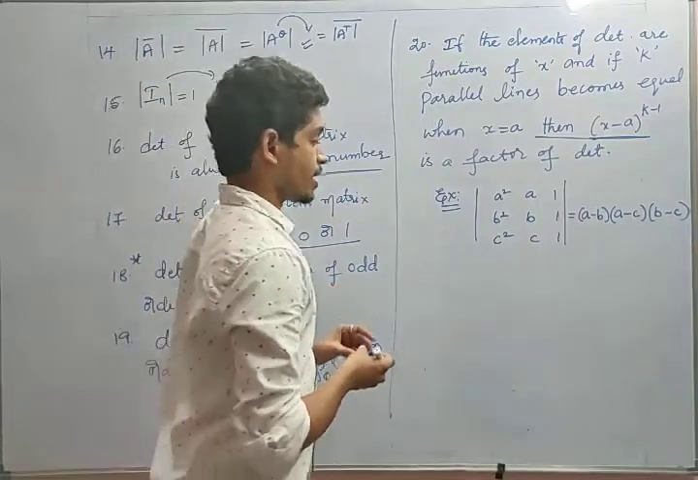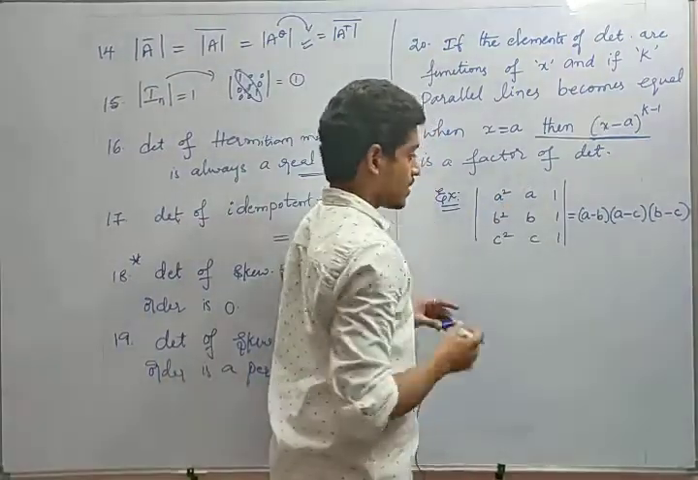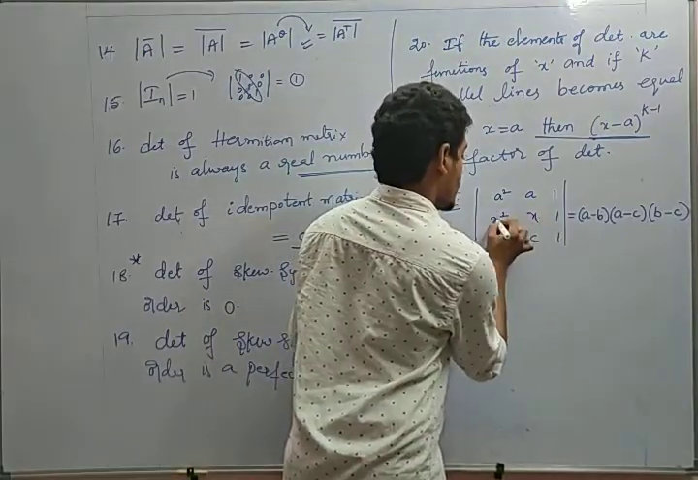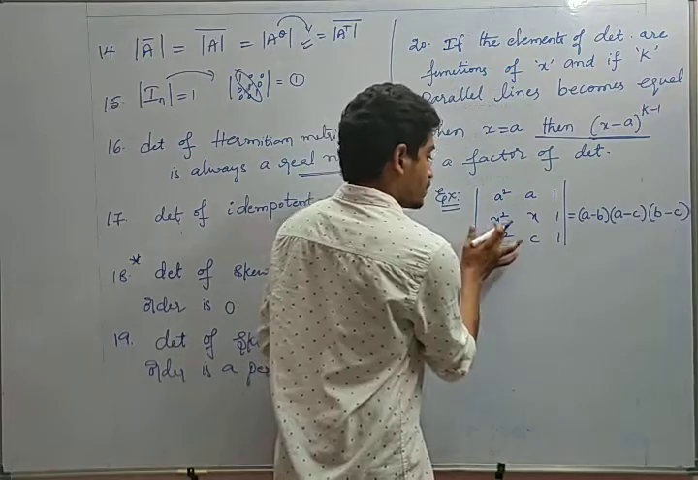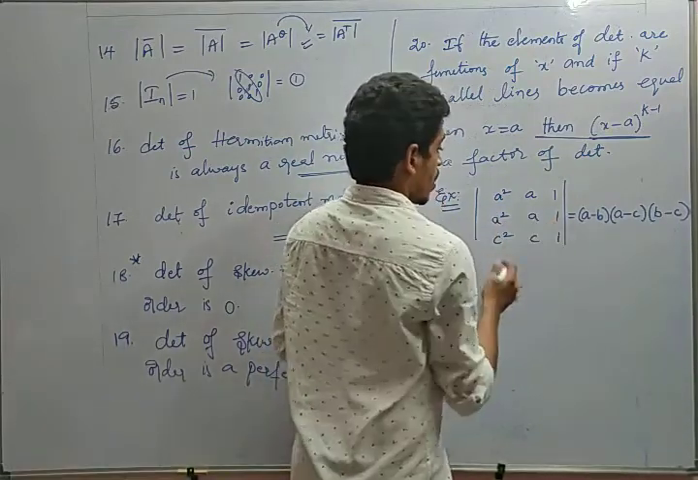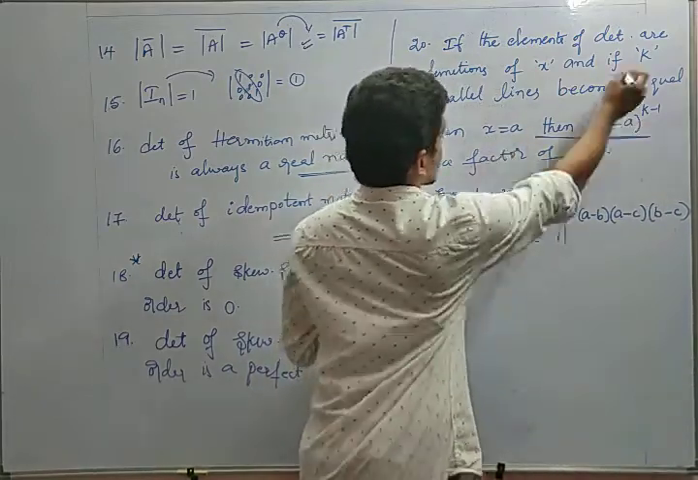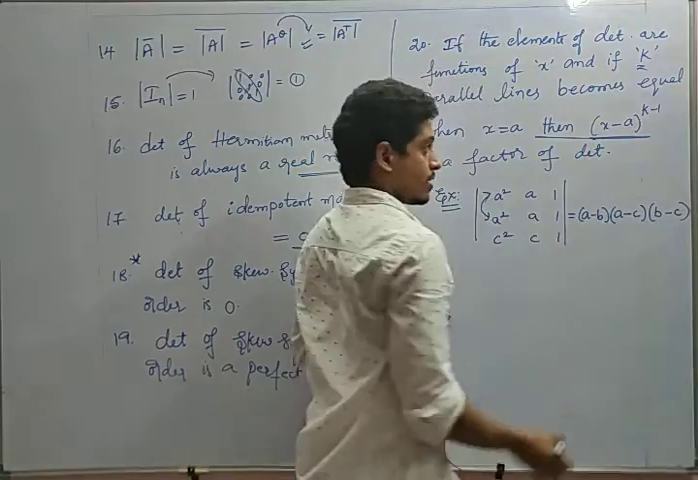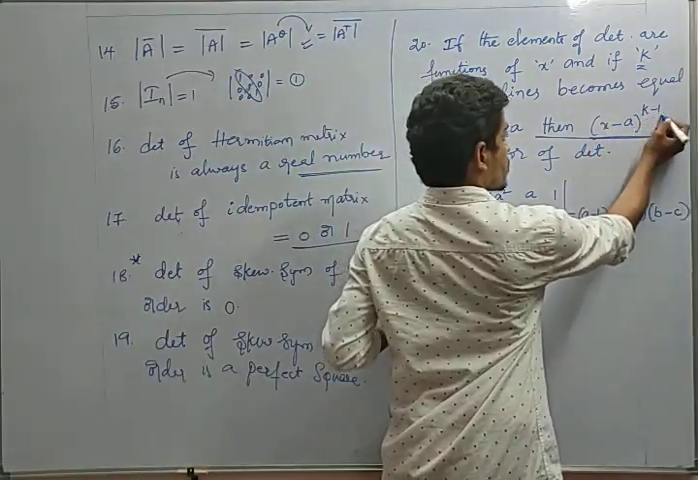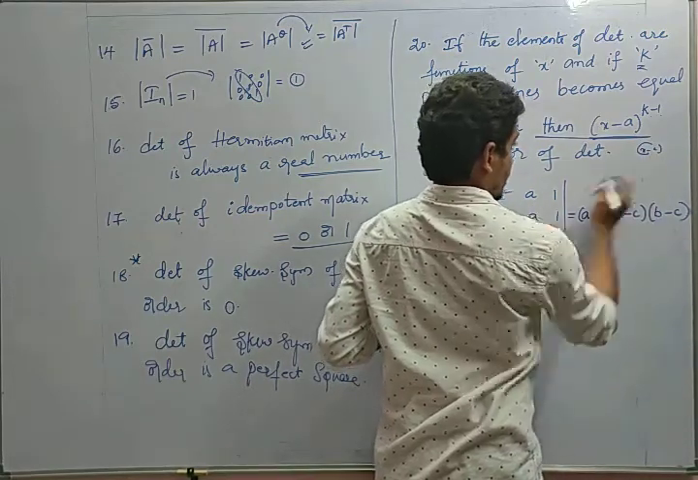when x is equal to a. Suppose here x is there but we have substituted a here, and suppose here b is there. If we substitute a in the place of x, so these two parallel lines have become equal. K parallel lines are becoming equal, so here two parallel lines are becoming equal. So x minus a whole power 2 minus 1, that is 1. That is, x minus a will be the factor. What we have substituted? a.